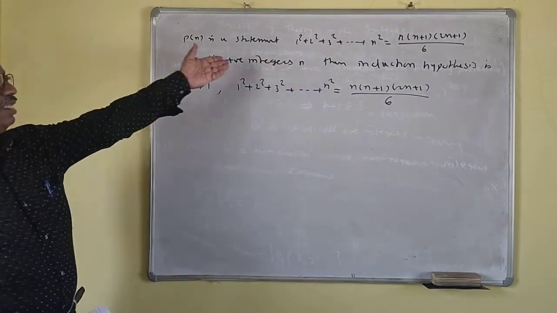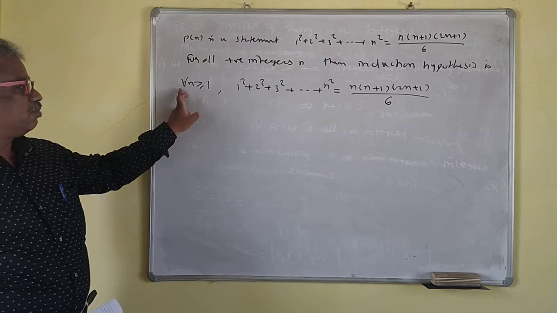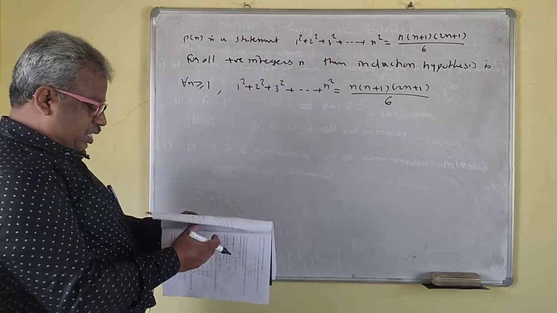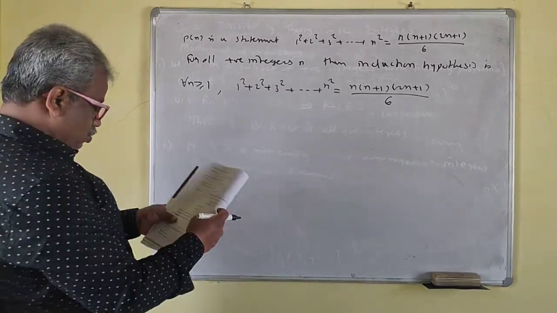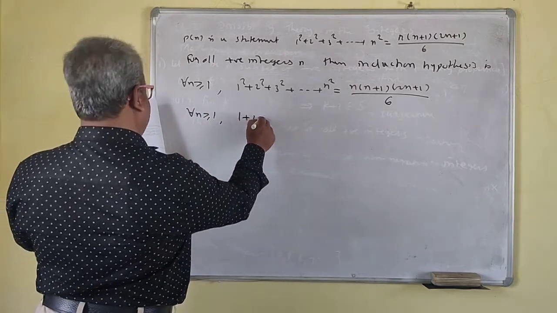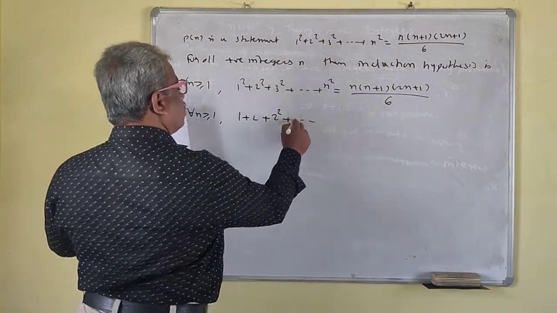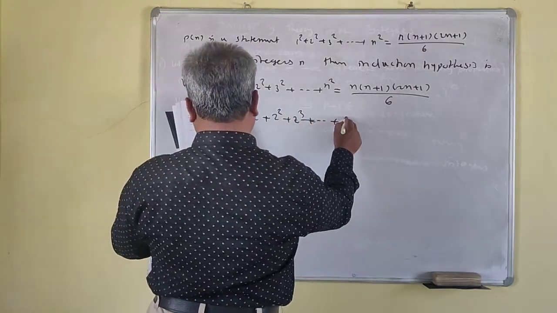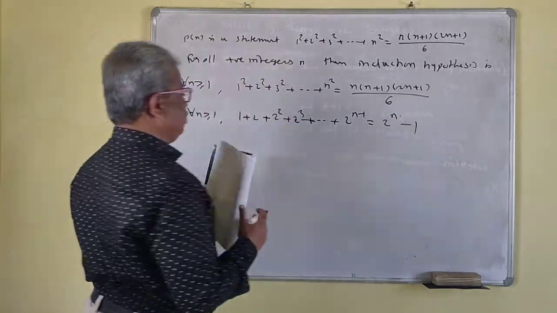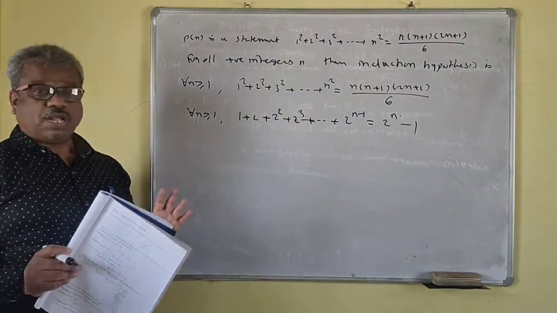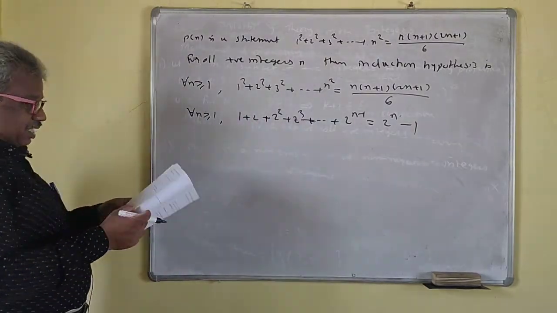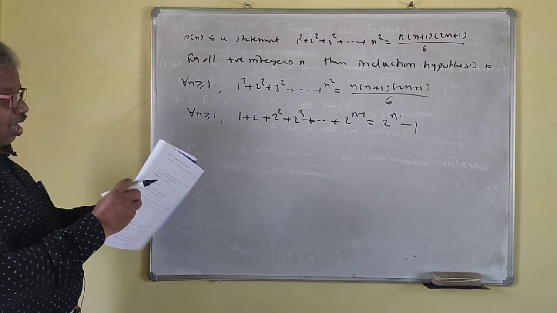That means this is Pn, and this is the induction hypothesis for all n greater than or equal to 1. Okay, so we'll write all the induction hypotheses here. For all n greater than or equal to 1, this is the induction hypothesis: 1 plus 2 plus 2 square plus 2 cube plus dot dot dot plus 2 raised to n minus 1 is equal to 2 raised to n minus 1. You should remember this also. This is the formula to find the sum of numbers like this. This is the geometric series, and you are familiar with how to find it.